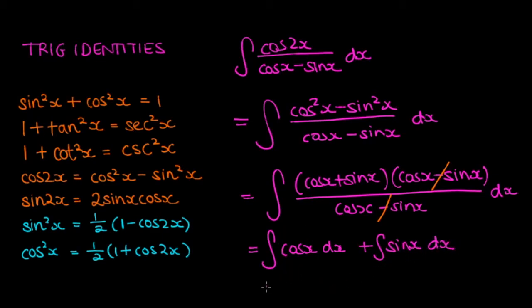And the integral of cosine x is positive sine x. The integral of sine x is negative cosine x. And we have the plus c at the end.